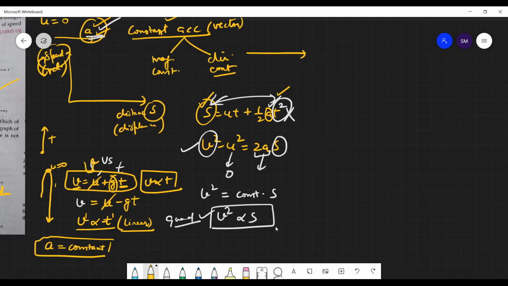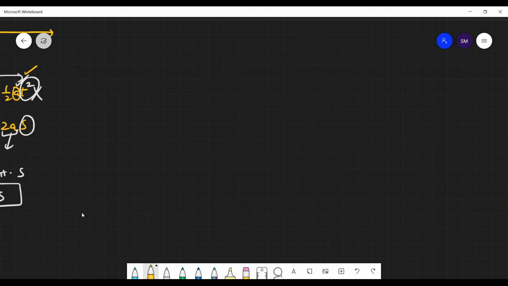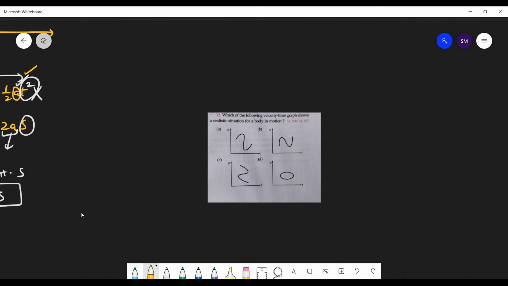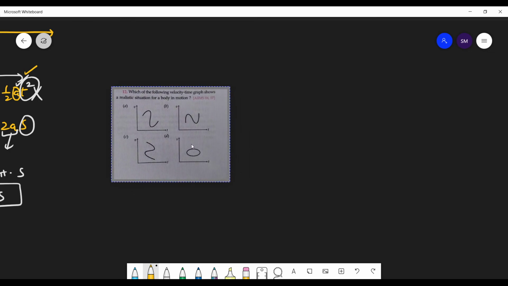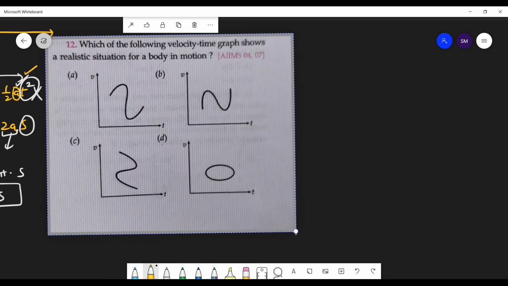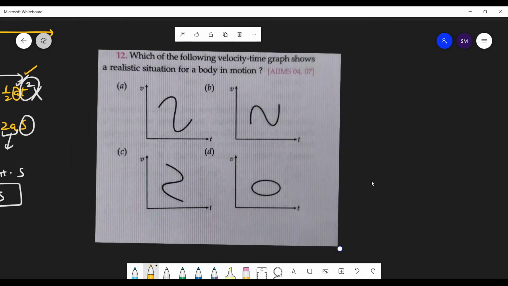Okay, whatever be the answer, the only thing is the logic. If it's a linear relation, we get a line. If it's a quadratic relation, we get a parabola. That's all. Okay, agreed?